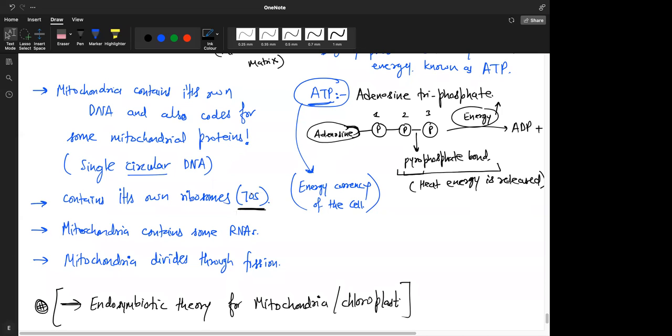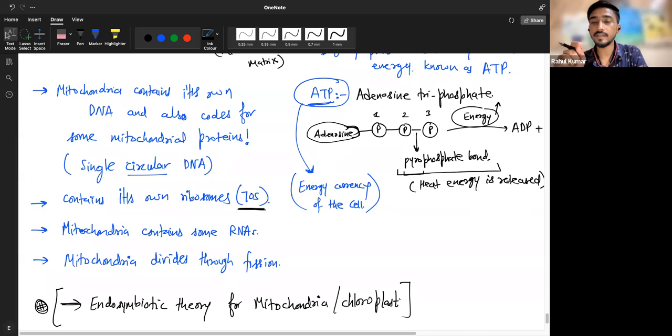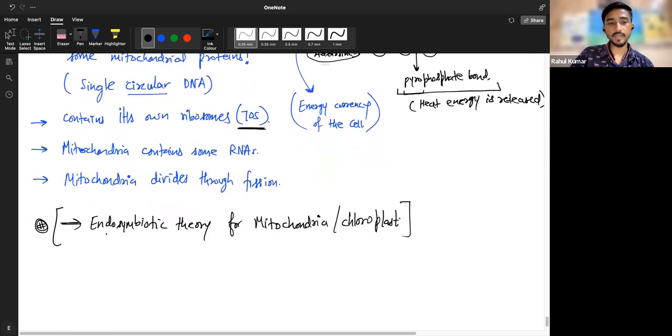Even the subunits are different. 60 and 40 make up 80S, and 50 and 30 make up 70S. So there is no way to make a 70S ribosome in a eukaryotic cell, but mitochondria does that because it has its own ribosomes from the beginning, from where it came into the cell. So this is the endosymbiotic theory. The word endo means inside, symbiosis means living together.